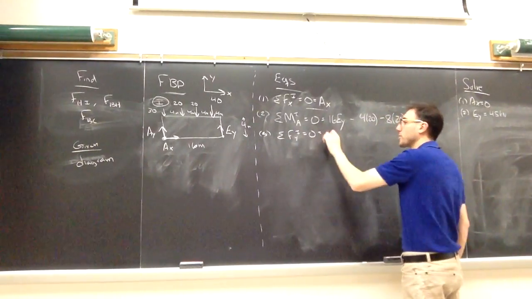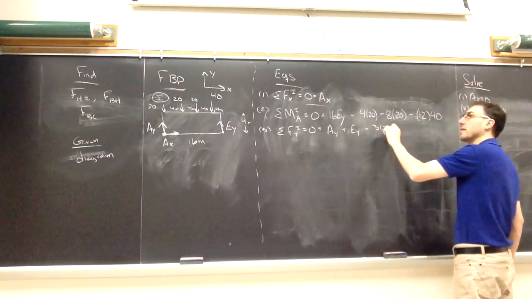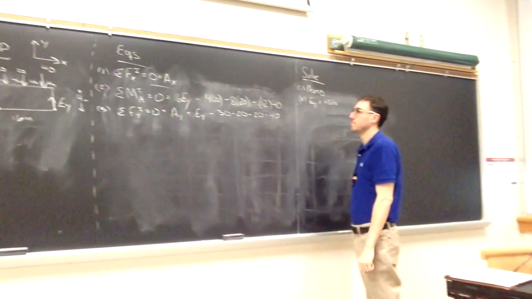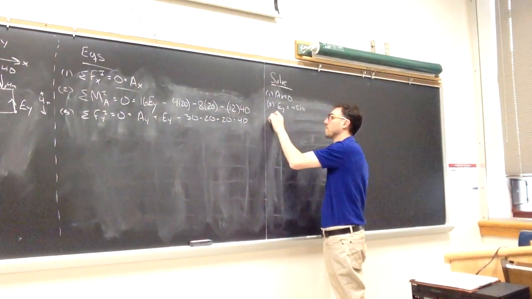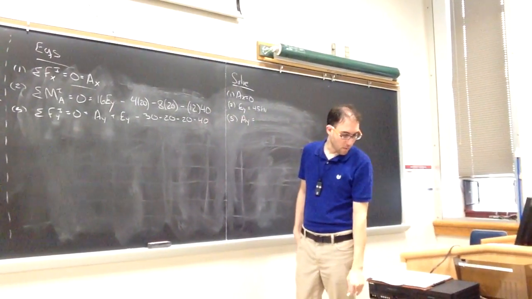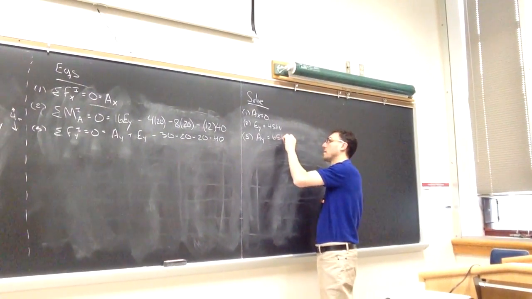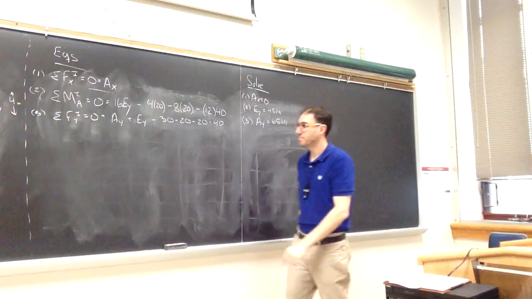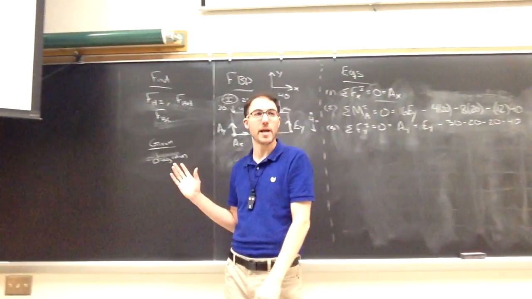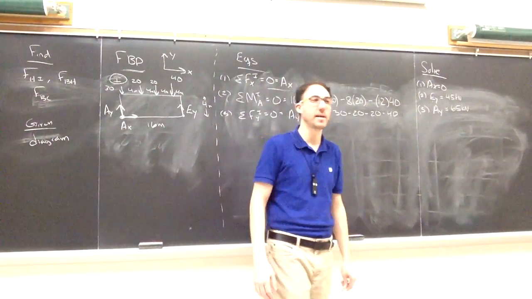And finally, in the y direction, this is where I have my AY and my EY, minus 30, 20, 20, and 40. AY then is going to be 65 kilonewtons. And we'll see why this external picture, starting with that, is going to help us in that next step. Any questions on the external free body diagram?